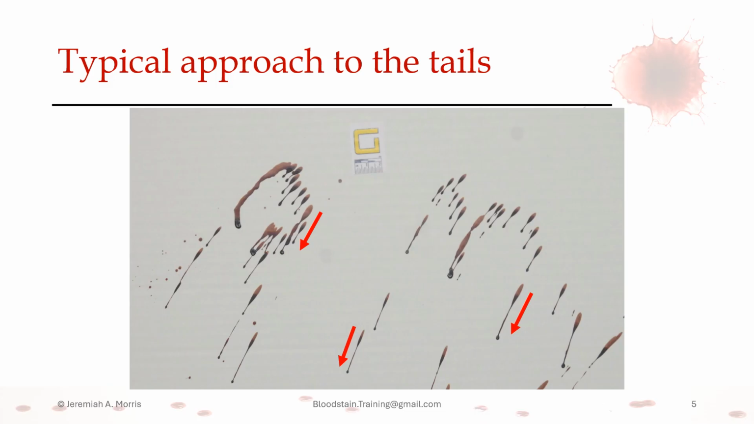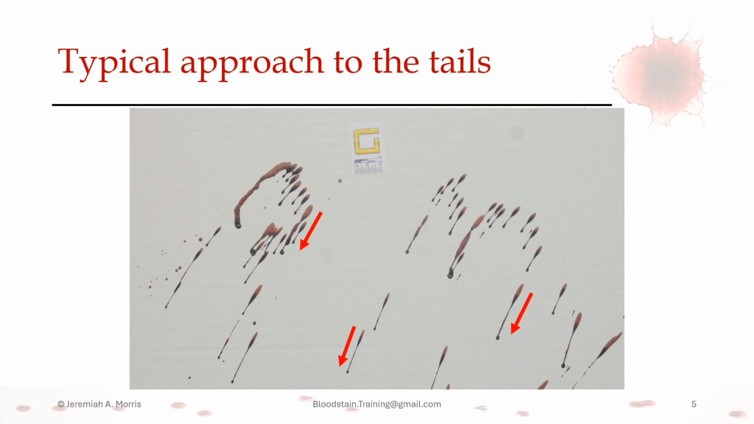So the typical approach to looking at tails is using the tails to tell you the direction that the droplet was traveling at the time it impacted the target surface. And the tails are on the trailing edge of the droplet travel, so they are pointing in the direction that the droplet was going, not where it was coming from, but where it was going.